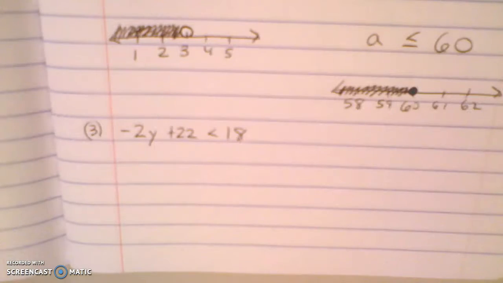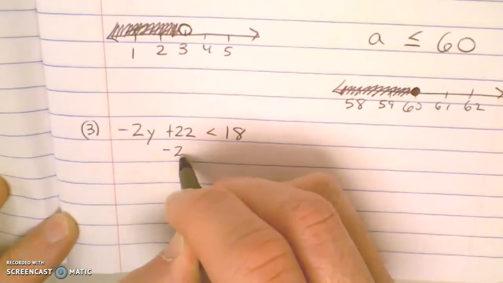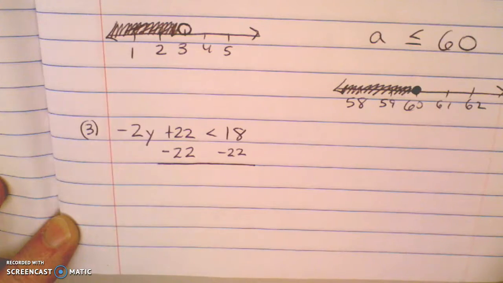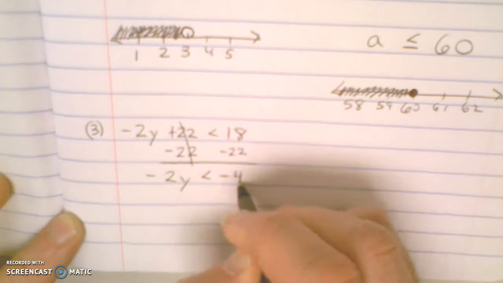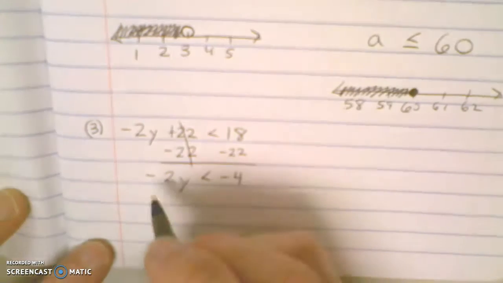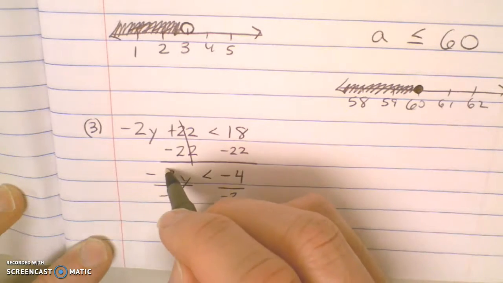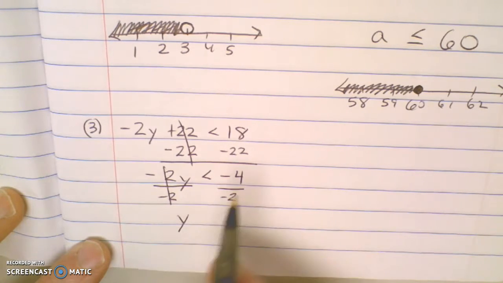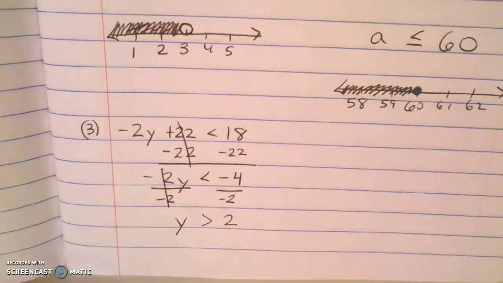Say I have negative 2y plus 22 is less than 18. So I'd have to undo by subtracting 22 on both sides. So I have negative 2y is less than negative 4. And then we're going to divide by negative 2. So negative 2 divided by negative 2, that reduces. Now here's the thing. When you divide by a negative number, the inequality changes its direction. So the solutions to this are actually numbers that are bigger than 2.